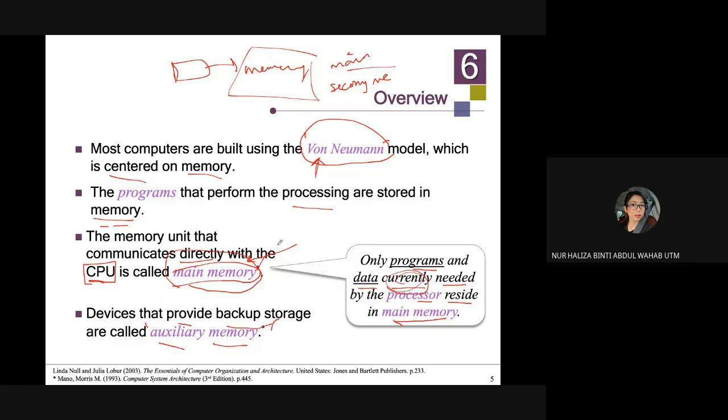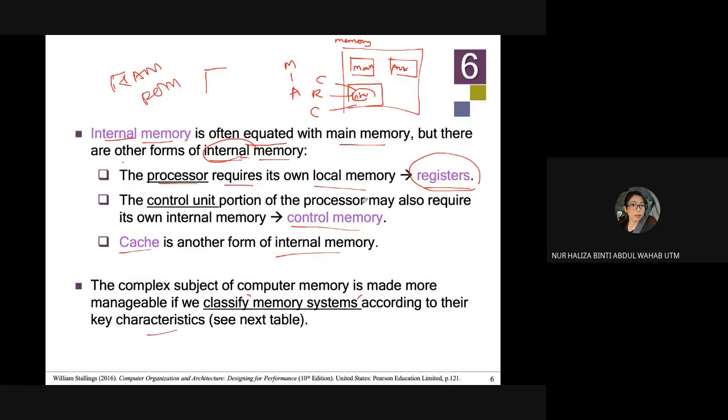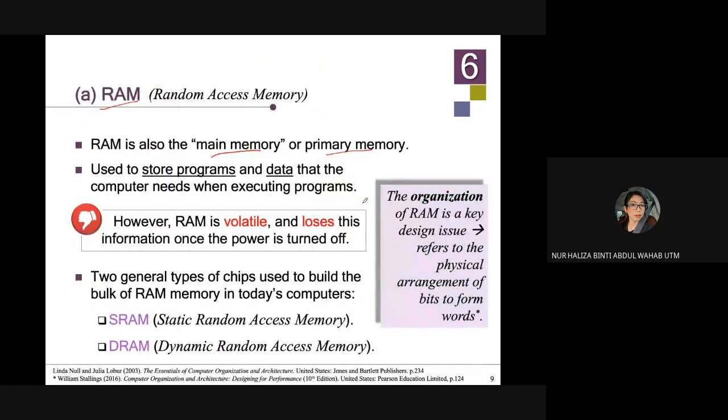Oh, now you know, this one is a RAM. This is the RAM and it can also be called main memory, or it can also be called primary memory. However, RAM is volatile and also loses this information once the power is turned off.